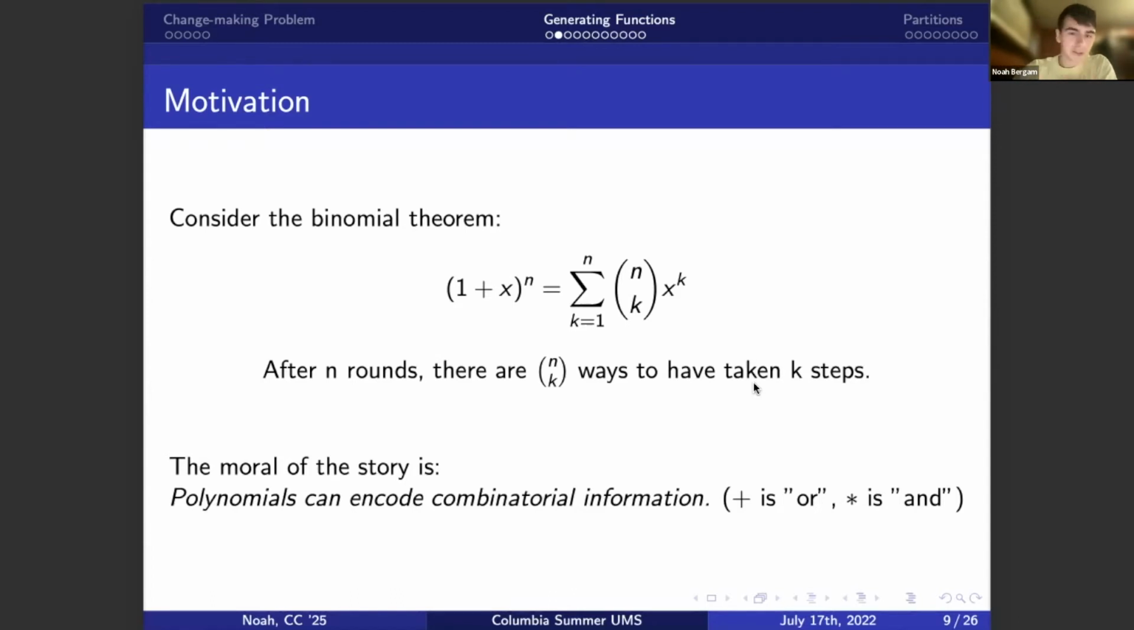And if you think about it in terms of our previous problem, what this is telling you is that after n rounds of choices to step or stay, there are n choose k ways to have taken k steps. And so our idea of the choose function really maps onto this well. And ultimately, what we're getting at here is that polynomials can encode useful combinatorial information.